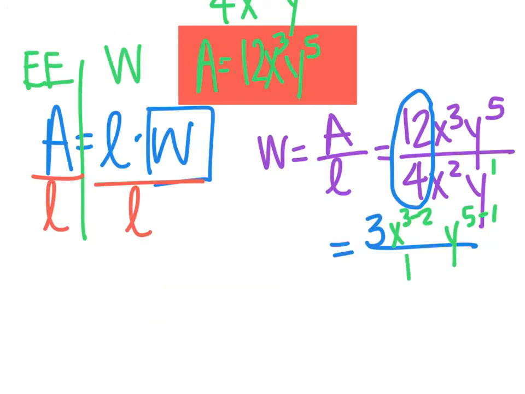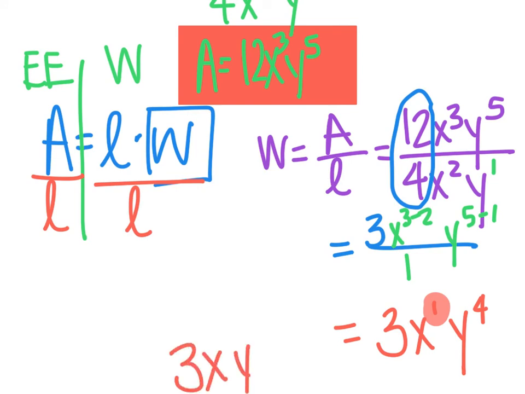And then to simplify that, we would just combine our exponents. So 3 minus 2 gives us x to the first. 5 minus 1 gives us y to the fourth. And remember, you don't actually have to write this 1 here. This 1 is completely optional. So you could also write this as 3x y to the fourth. And that would be the width of your rectangle.